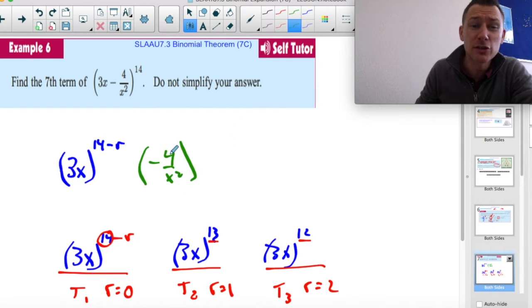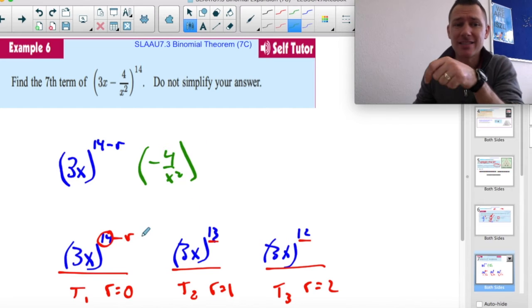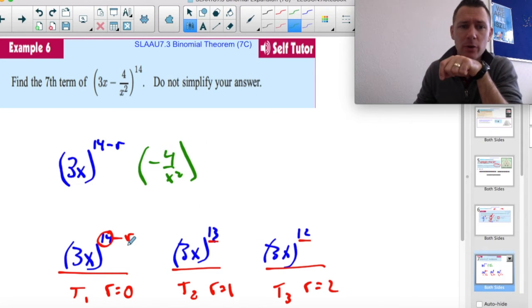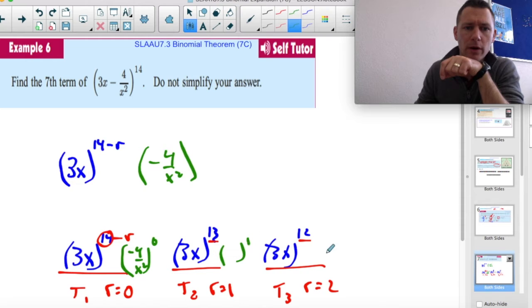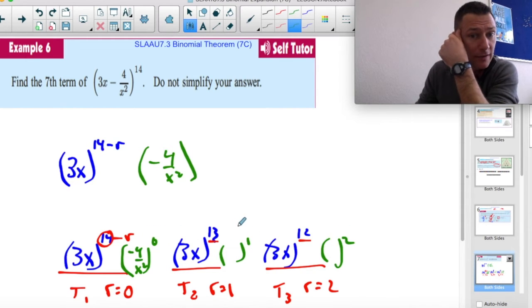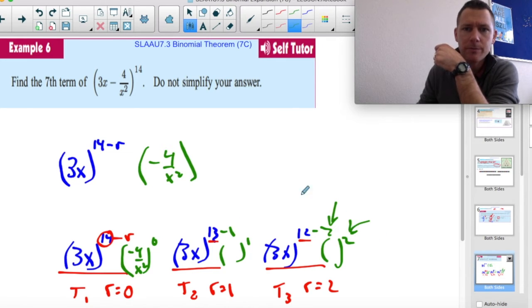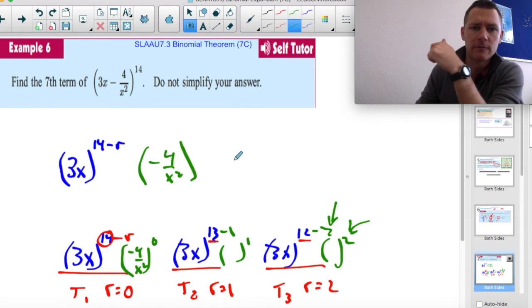And that one starts at 0 and increases as this one goes down by 1. The negative 4 over x squared goes up by 1. It starts at 0, and then it goes to 1, and then it goes to 2, the exponent. This had a minus 1, and this had a minus 2, so this change is the same number. So this is going to be to the r.